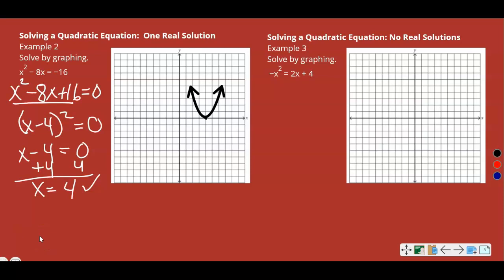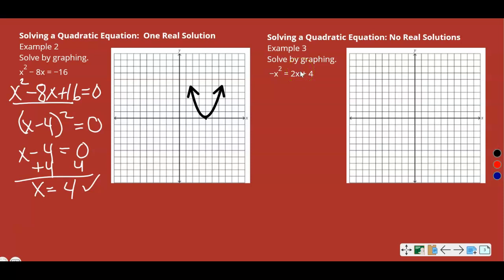All right, example 3 says solving a quadratic equation that has no real solutions. So remember, our solutions come from the x-intercepts. So if it has no real solutions, this quadratic equation will not cross the x-axis. So let's see what it looks like.